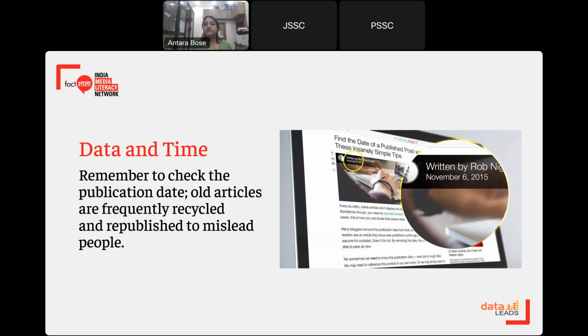So people do it. Whenever there is a news which instigates a lot of emotion, please go inside that and watch the date and the time. Sometimes it's an old news which is being circulated again and again.